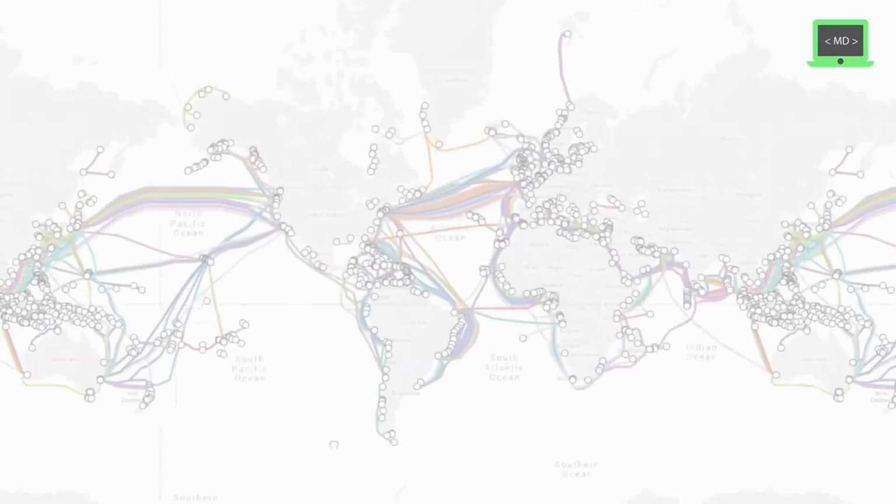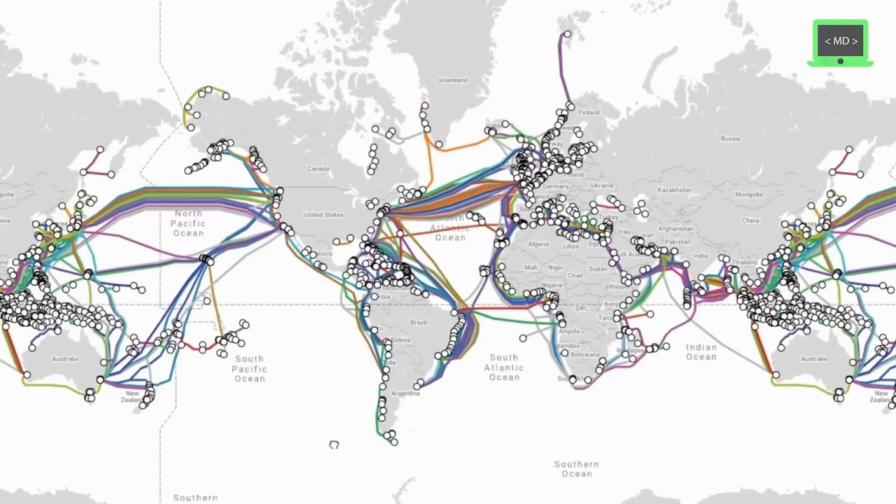Now, the Internet is not just a simple line of cable. In fact, it is a web structure laid underwater. If you go to submarinecablemap.com, you can find the layout of this web.